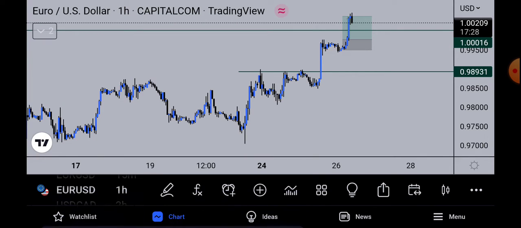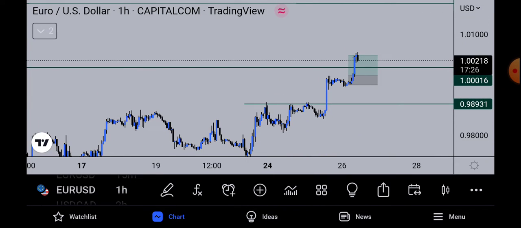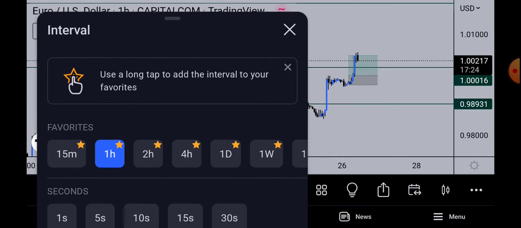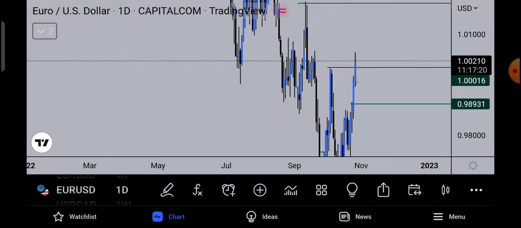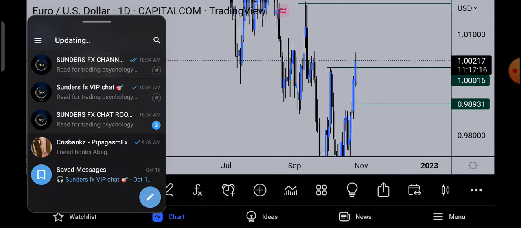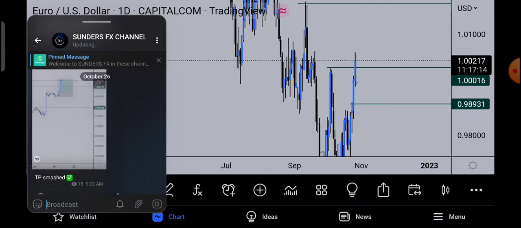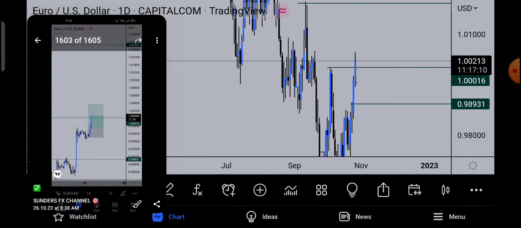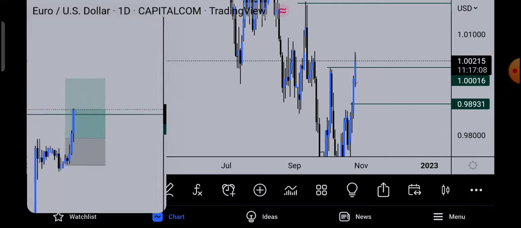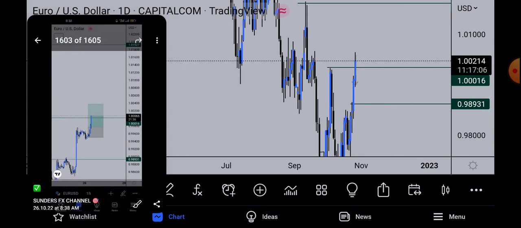Currently this is a trade on Euro USD, and it was in profit. I actually dropped the trade on Telegram today. It was dropped on the Telegram channel even before it started. It was dropped on the VIP even before the move completed, right?